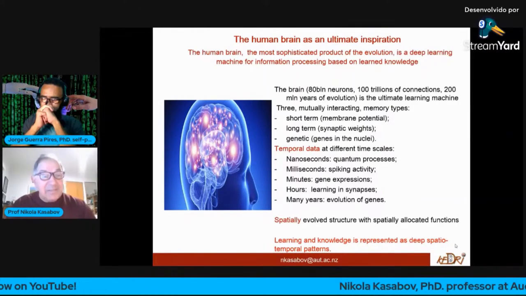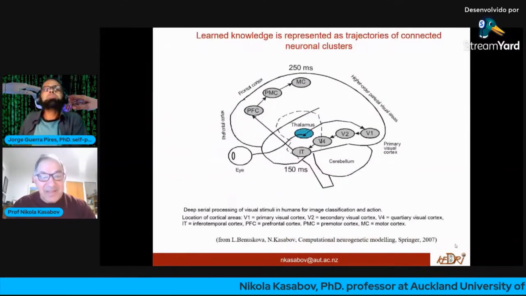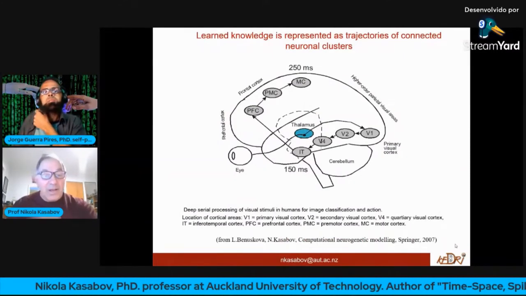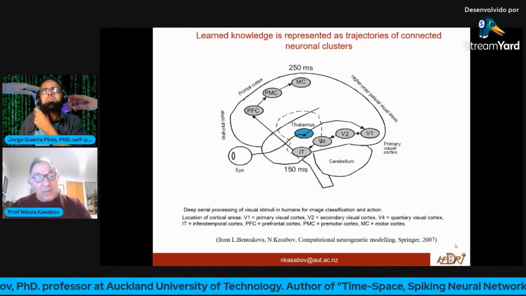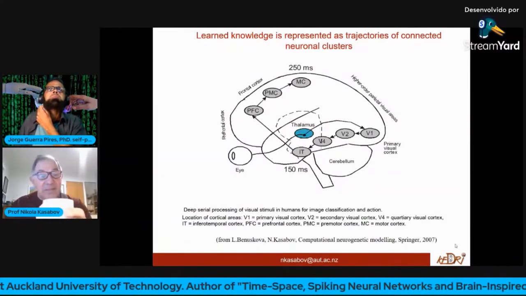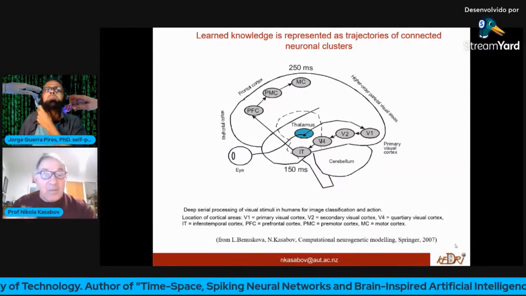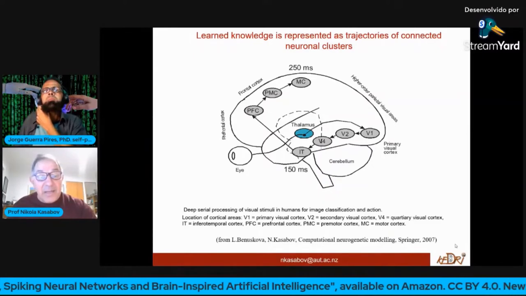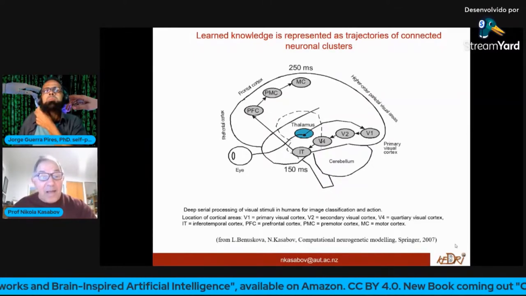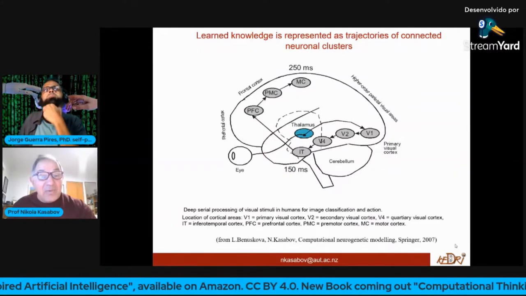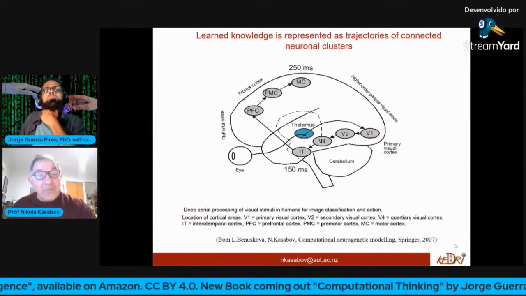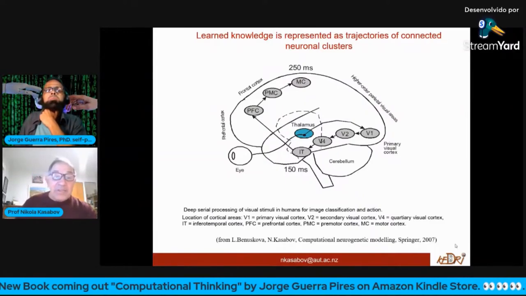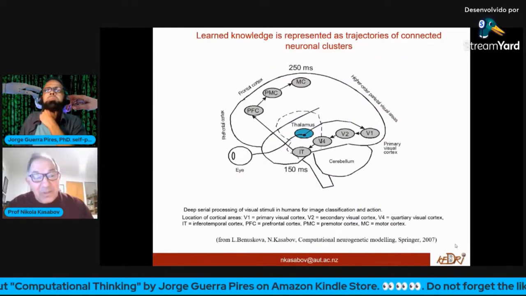Next slide, please. And here is one example of how we learn to recognize an object and to pick up this object. For example, recognizing this cup and picking up the cup, looking and activating different areas of the brain, different clusters, one after another, connecting them into a trajectory, so that after seeing the cup, I can move my hand and pick it up. So this is the knowledge we build through learning.